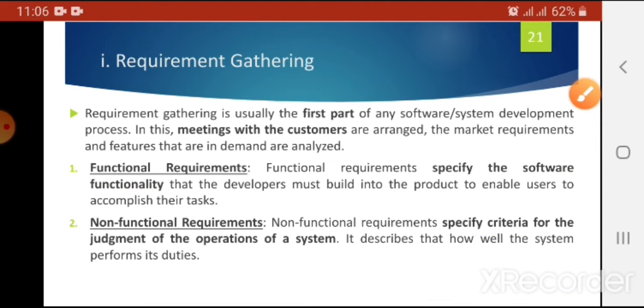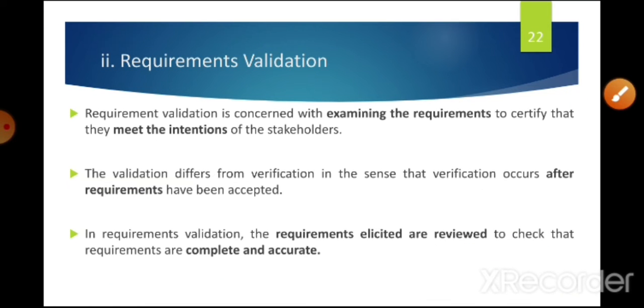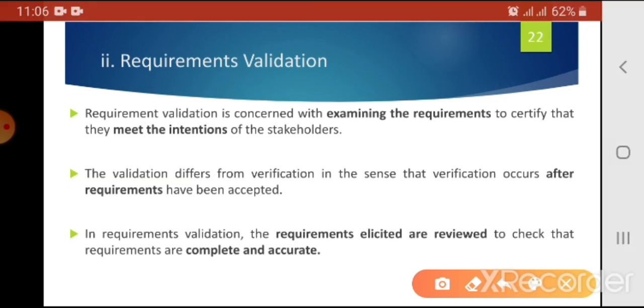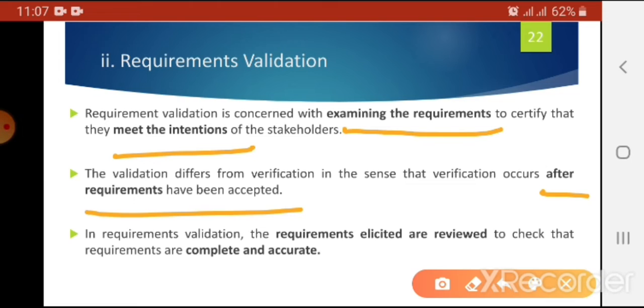After this phase, requirement validation comes. In requirement validation, we examine the requirements to certify that they meet the intentions of the stakeholder. It means all the requirements that have been mentioned, we will check whether they are meeting the customer's need or not. The validation differs from verification in the sense that verification occurs after requirements have been accepted.